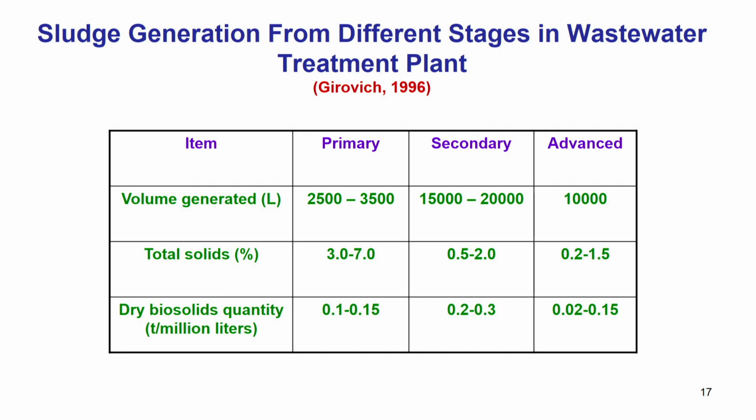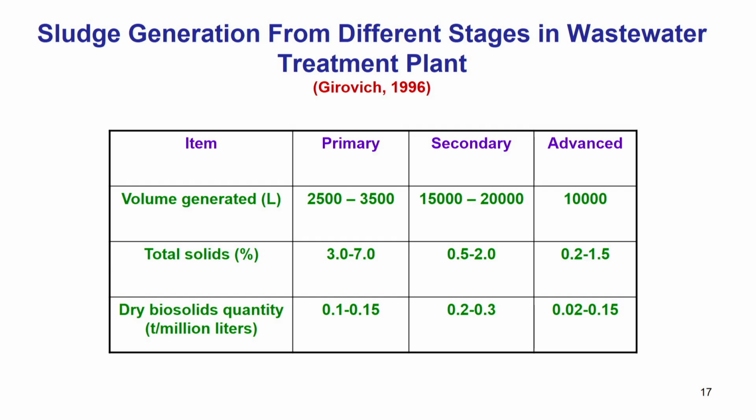Now you might have noticed that all the processes in a conventional sewage treatment plant generate some kind of sludge. So basically we have to deal with this sludge, and this sludge management is one of the major issues with the STPs.